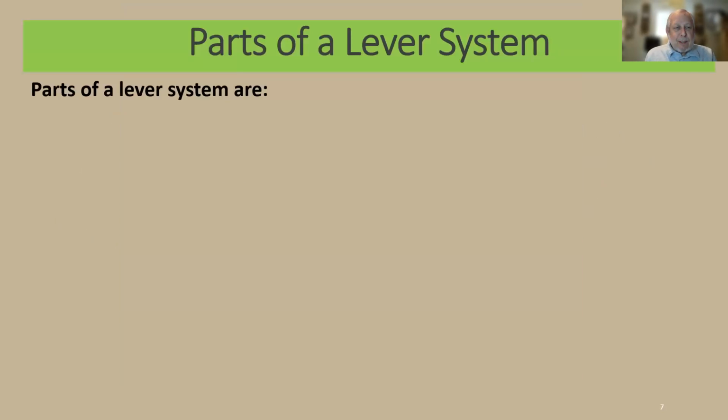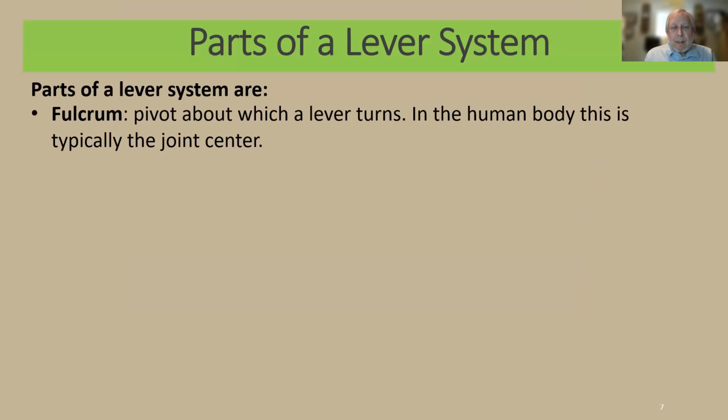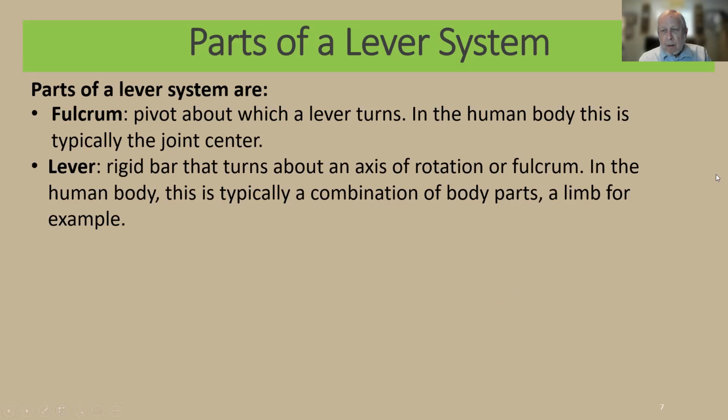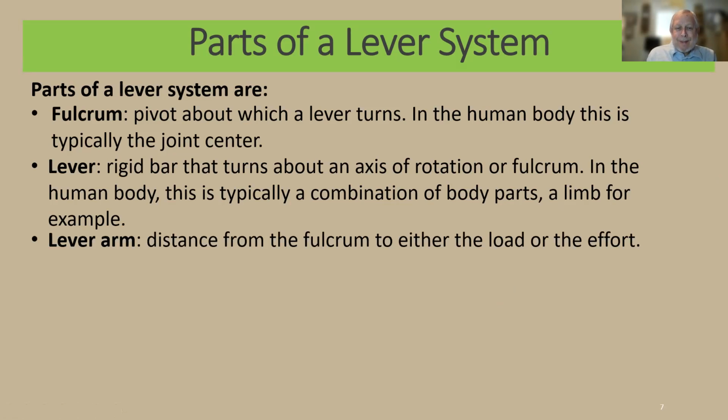All right, parts of a lever system. Fulcrum, that's the pivot about which a lever turns. In the human body, this is typically the joint center. Lever is a rigid bar that turns about an axis of rotation or fulcrum. In the human body, this is typically a combination of body parts, a limb, for example. Lever arm is the distance from the fulcrum to either the load or the effort. So you have the load arm and the effort arm, and from the fulcrum to either one of those is the lever arm.